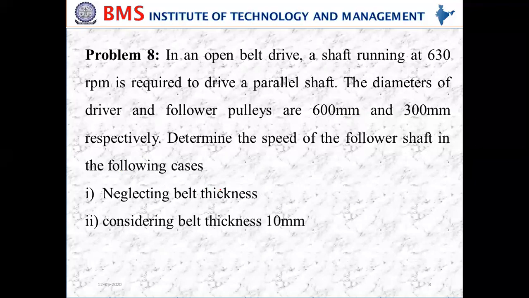The second case is considering the belt thickness, which is 10 mm. When you consider the belt thickness, the velocity ratio changes. That is, n2 by n1 is equal to d1 plus t by d2 plus t. So the thickness of the belt is added on the right hand side. Calculate it and determine the speed of the follower.